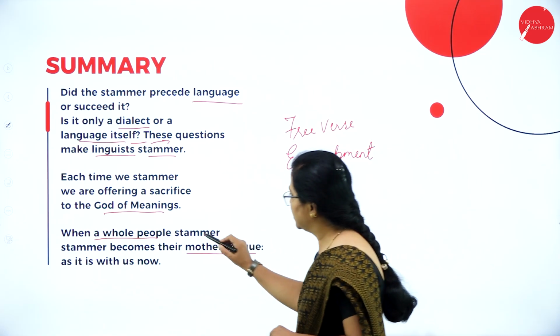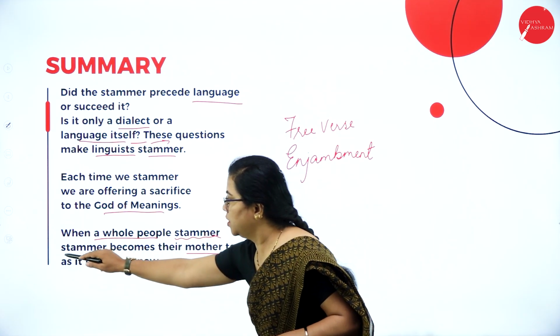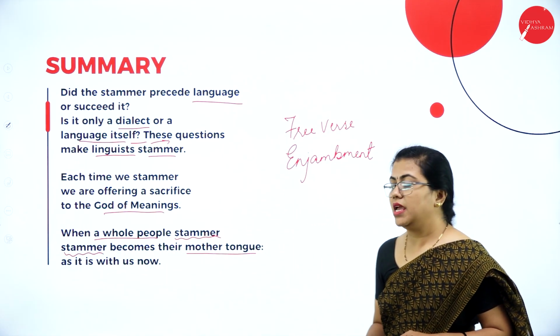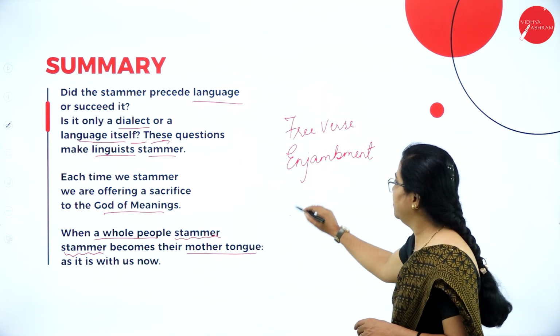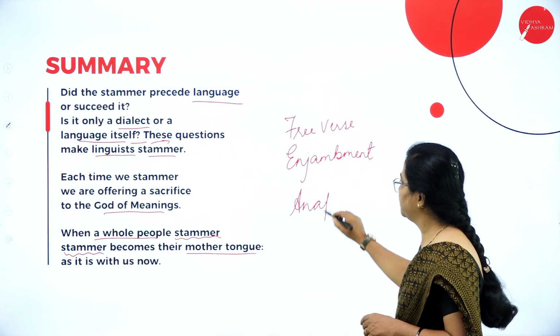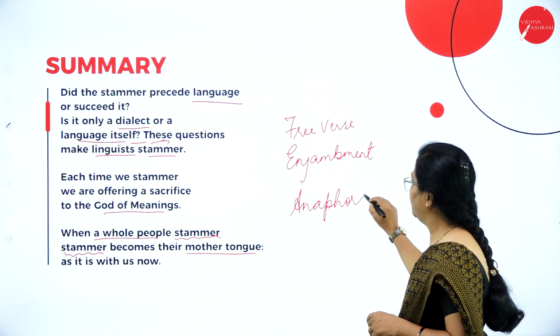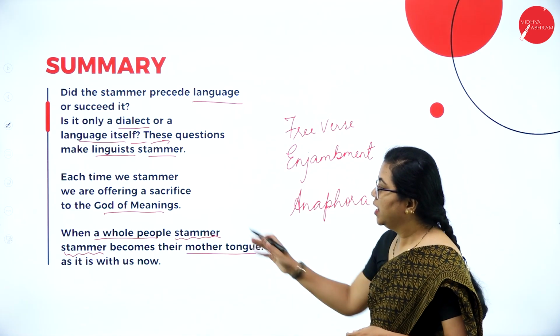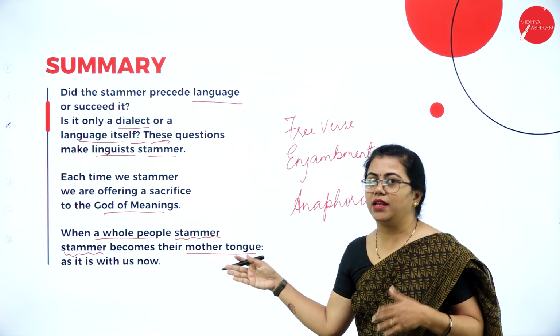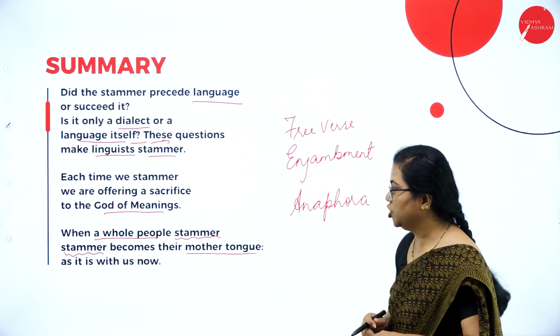Other than this, you can see there is a repetition of the word stammer. Fine, this is written in two different sentences. So this literary device is called anaphora. Repetition of words in different lines is called anaphora. Had that been repeated in the same line, then it would have been repetition only.